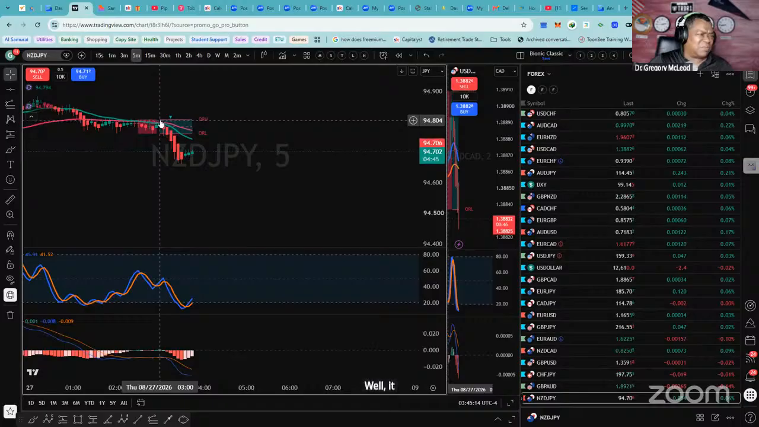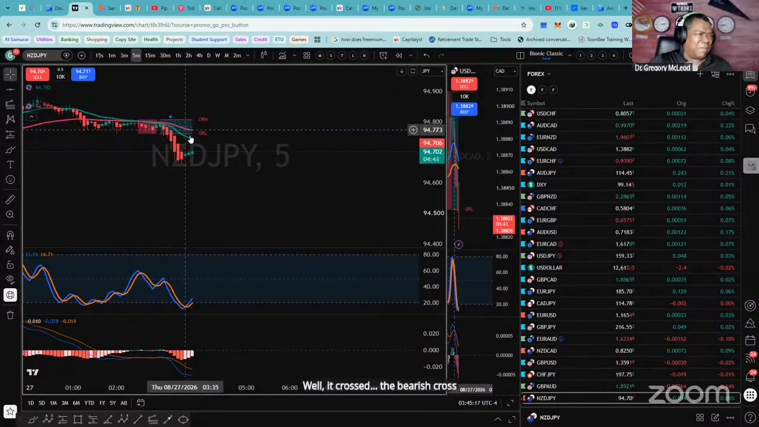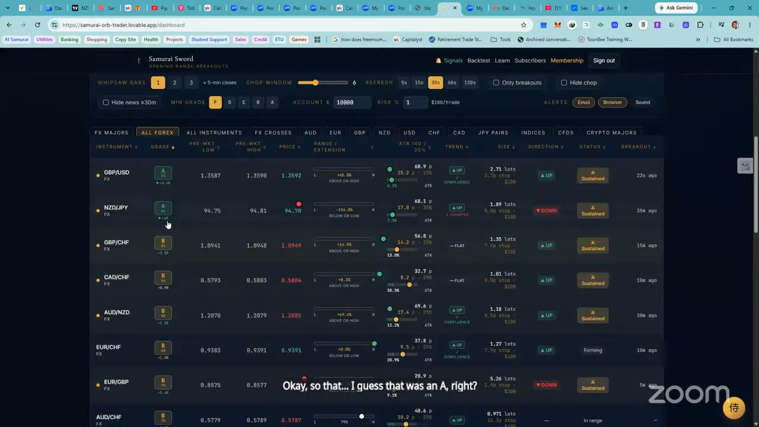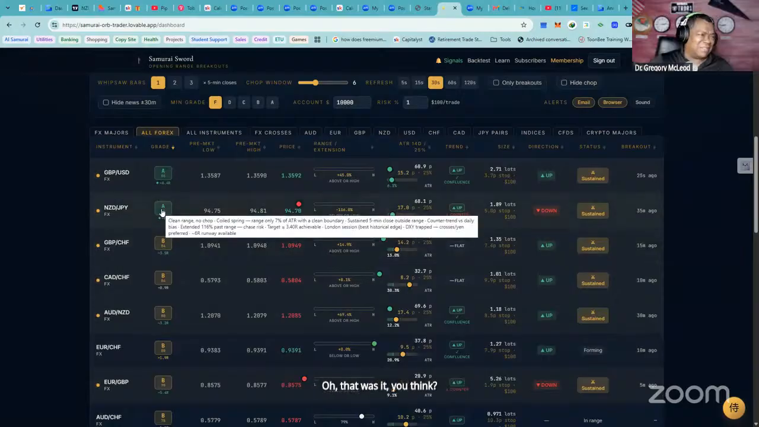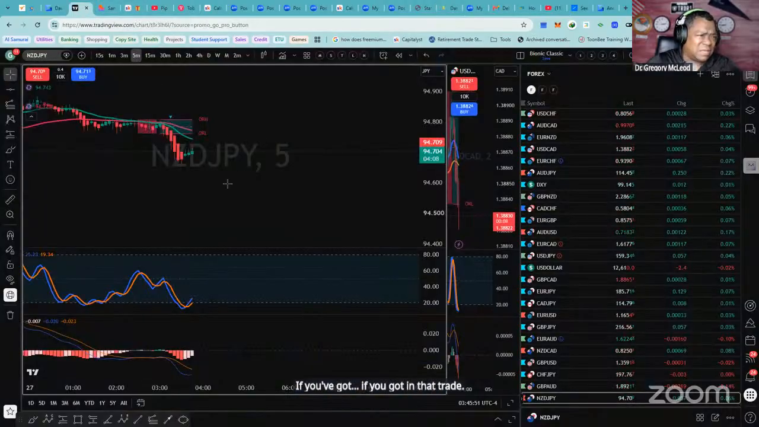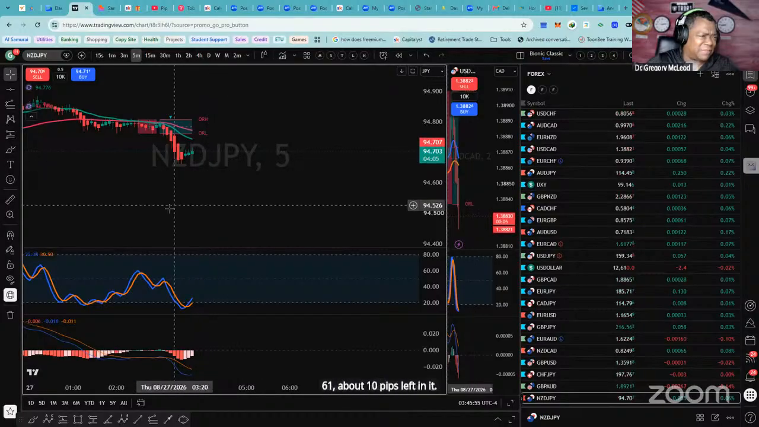Well, the bearish cross happened inside the box, and she just dropped. Okay. So I guess that was an A, right? Oh, that was an A. You think? So what's the target? 94.51 max target for R, 4 times risk, 2 times risk, 94.63, 94.51. That's if you got in that trade. 61, about 10 pips left in it.